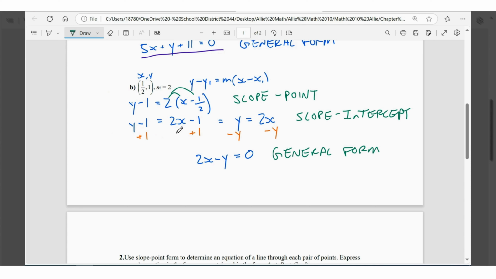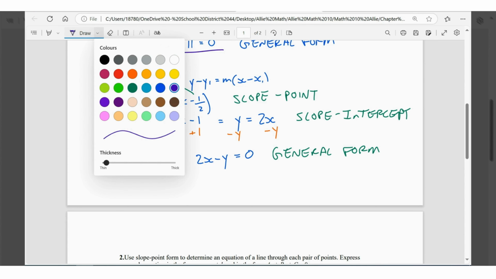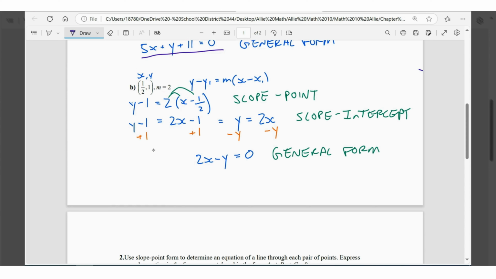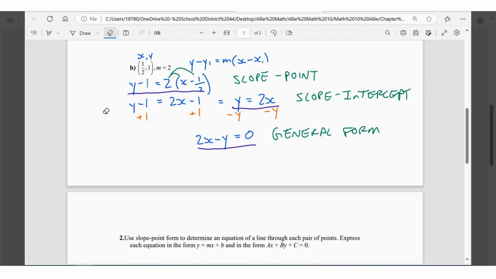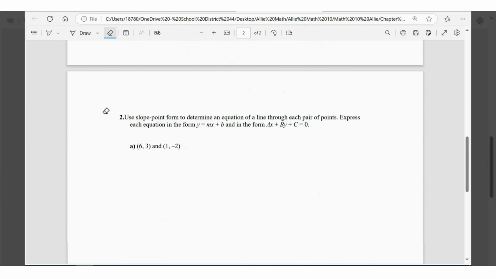Okay. Let me put the purple line underneath so you see all of them. There's our slope point. There's our slope intercept. And there's our general form. So it's good to know how to move between these, what to do to each. You can practice moving equations around. Let's do the last one.